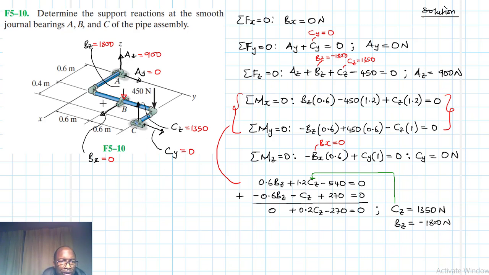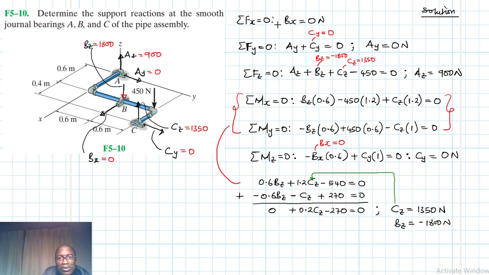Let's have a quick check. Summation of forces in the x, we have 0. In the y, we have 0. Then in the z, we have 900 for Az, and 1800 for Bz, and another value which is 450, and then 1350. 1350 plus 900 gives us 2250, and 1800 plus 450 is 2250. Great, so everything sums up.